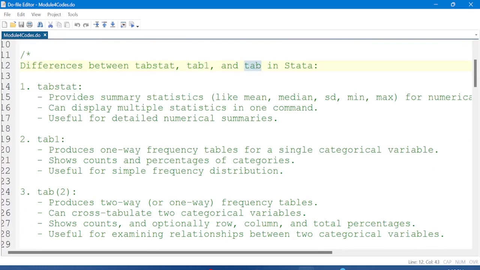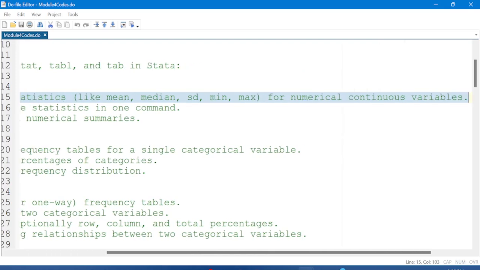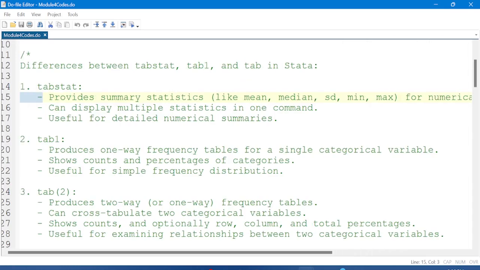Starting with tabstat, we need to understand that tabstat will provide summary statistics like average, median, standard deviation, minimum value, and maximum value, and those should be for numerical continuous variables. It can also display multiple statistics in just one command. As well, it is useful for detailed numerical summaries.